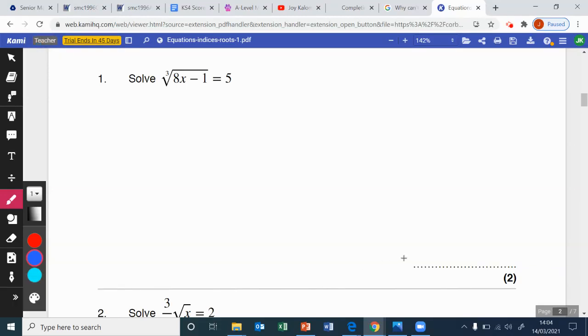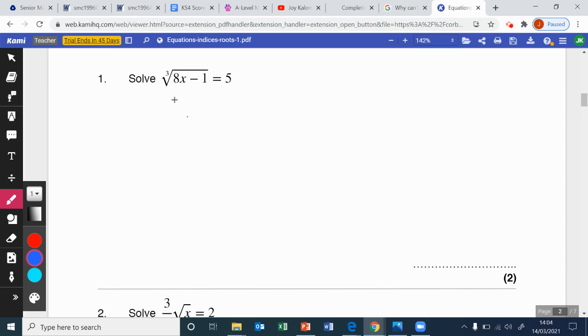Here we are solving some questions. Well, we're solving equations, but equations with weird kind of roots. Let's get straight into it. So the first question is to solve the cube root of 8x minus 1 equals 5.